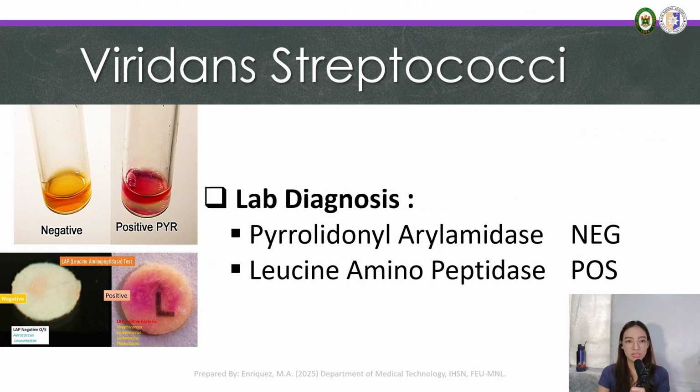Enumerated here are some tests kung saan po pwede rin natin itong gamitin for the viridans streptococci. If we were to perform pyrrolidonyl arylamidase test, viridans strep would test negative. Dahil sino dapat ang magpa-positive dito? Streptococcus pyogenes. But on the other hand, we could perform the leucine aminopeptidase test. So sa leucine aminopeptidase po, dito magpa-positive ang viridans strep.